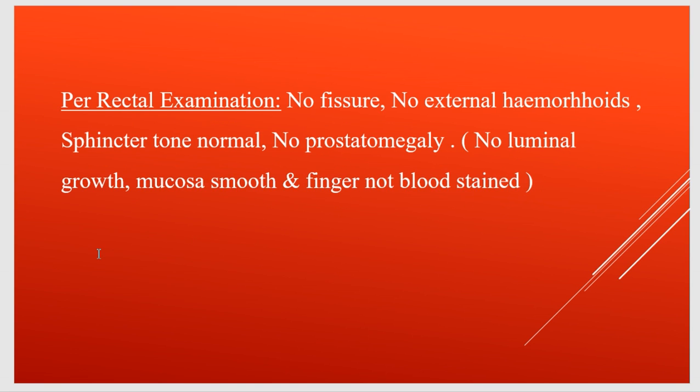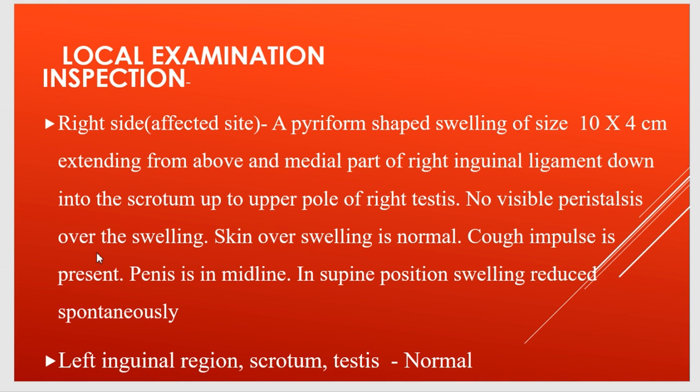The per rectal examination, the significant findings are: there is no fissure, no external hemorrhoids, no prostatomegaly with sphincter tone normal, and there is no luminal growth. Mucosa is smooth and finger not blood stained on removal. At least these findings should be mentioned, whether present or not, on per rectal examination, right?